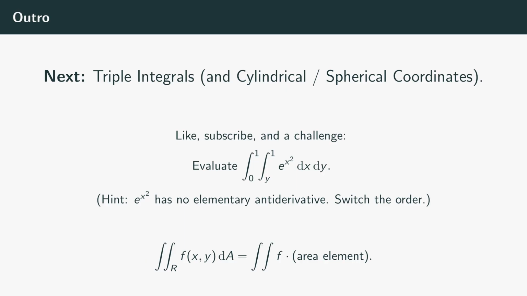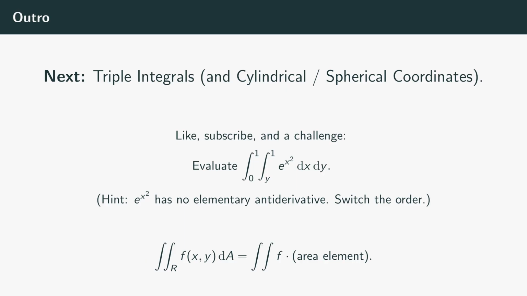Evaluate the integral from 0 to 1 of the integral from y to 1 of e to the x squared dx dy. The inner integral has no elementary antiderivative in this order. Switch it. The region is the triangle, 0 less than or equal to y less than or equal to x less than or equal to 1, becoming 0 less than or equal to x less than or equal to 1, 0 less than or equal to y less than or equal to x. Inner, the integral from 0 to x of dy equals x, and the integral from 0 to 1 of x times e to the x squared dx by u equals x squared gives the quantity e minus 1 over 2.